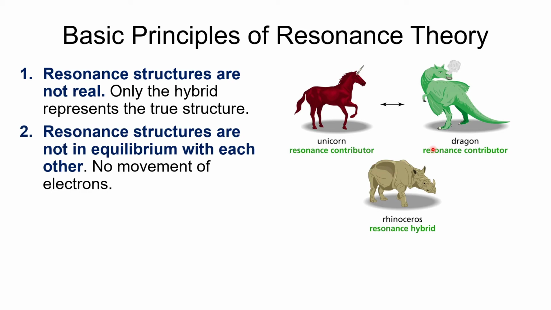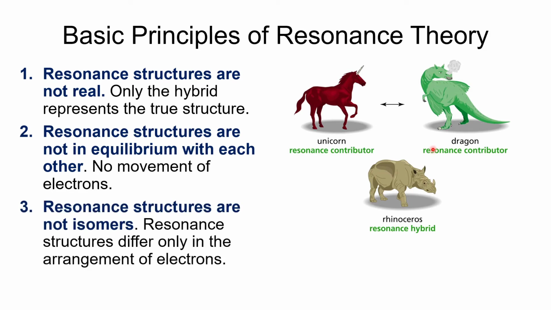Our second principle of resonance theory is that resonance structures are not in equilibrium with each other. There's no literal movement of the electrons. We will say that we're moving the electrons, and I'm putting quotes around movement, but really what's happening is that those electrons act like a wave. So you can have part of the electron density in one place and part of the electron density in another place. So resonance structures are not real, and they're not in equilibrium with each other.